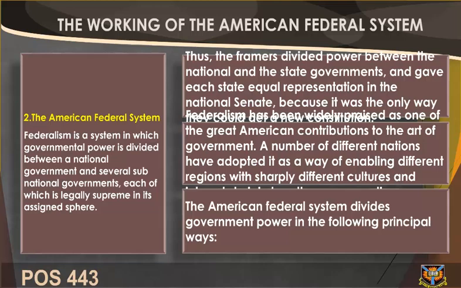Federalism is a system in which governmental power is divided between a national government and several subnational governments, each of which is legally supreme in its assigned sphere. Thus, the framers divided power between the national and the state governments and gave each state equal representation in the national Senate, because it was the only way they could get a new constitution.